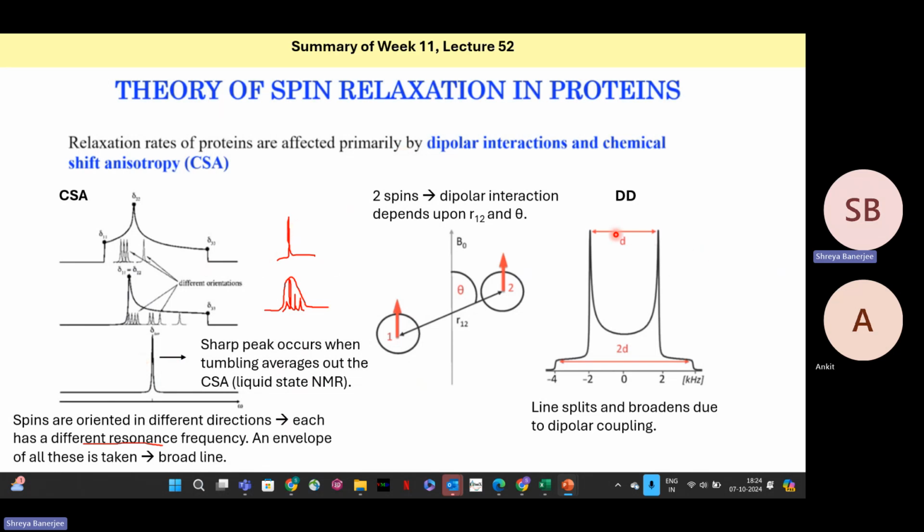The other method of relaxation is called dipolar coupling. So suppose you have two spins shown here as 1 and 2. The distance between them is R12 and the angle from here to the external field B0 is shown as theta. Due to interaction or dipolar coupling between these spins, there is a splitting that occurs and a broadening here. This happens due to dipolar coupling. So this is something we have already seen before, that is dipolar coupling. And this is another way of spin relaxation in proteins.